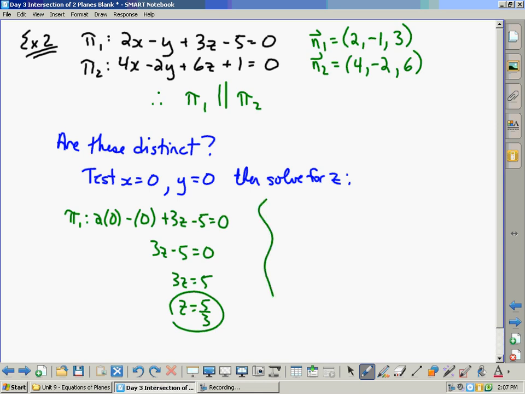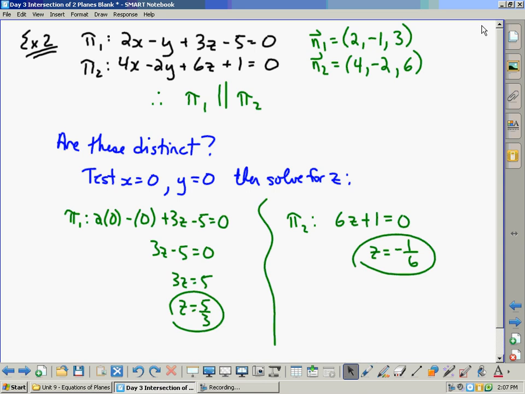So I'm going to check plane 2. I'm going to do it a lot quicker. I don't need to put in 4 times 0 and 2 times 0. I'm just going to go, okay, so that'd be 6z plus 1 equals 0. So z equals negative 1 over 6. Very quickly, I can solve for that. So it turns out that when I put in x equals 0 and y equals 0, I get two different values for z. That means that this must be two distinct planes.